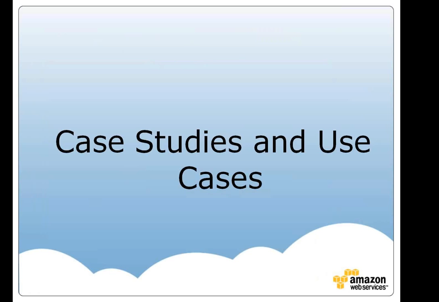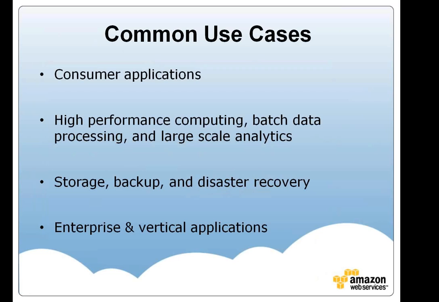Now I'd like to talk to you about some of the ways that our customers are making use of AWS. These are the 4 principal areas that we see AWS being put to use by our customers: many different types of consumer applications, high-performance computing with batch data processing and large-scale analytics, storage, backup, and disaster recovery, and then running enterprise and vertical applications.